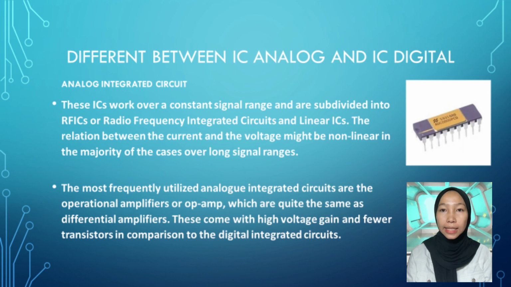Difference between analog IC and digital IC. Analog IC. This IC works over a constant signal range and is subdivided into RFICs, or radio frequency integrated circuits, and linear ICs. The relation between the current and the voltage might be nonlinear in the majority of cases over a long signal range.